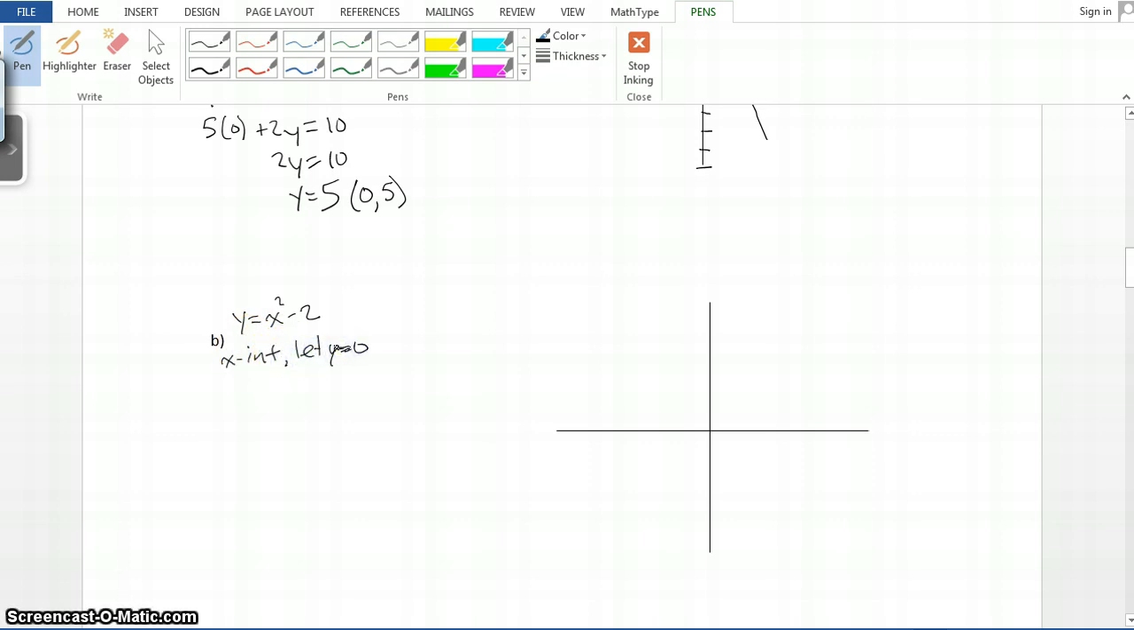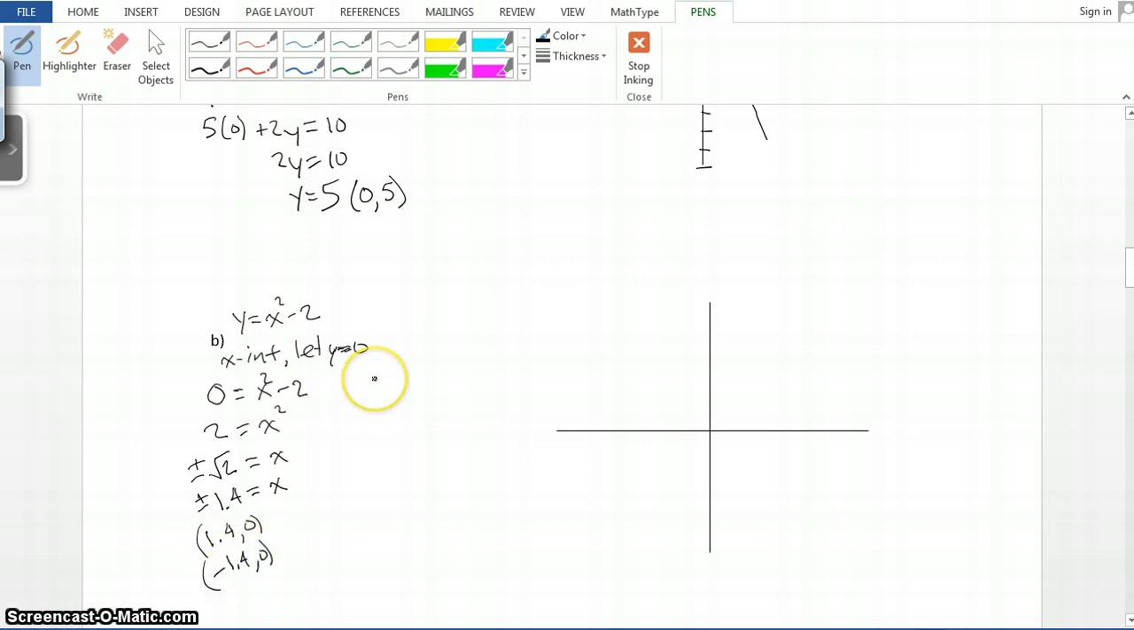For an x-intercept, let's let y equal 0. Alright, so I'll have 0 equals x squared minus 2. Solving this for x, let's use the square root method. Don't forget plus minus square root of 2, which is approximately 1.4. Those are my x-intercepts. We'll graph those in a minute. Again, I have two of them. And as ordered pairs, it's 1.4, comma 0 and negative 1.4, comma 0.